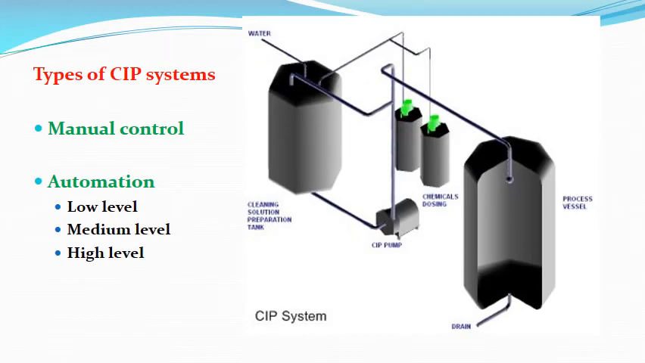Now this CIP system can be both manual and automatic. In manual control, every step we can start and stop. How much time every step will be used, like first rinsing, alkali rinsing or acid rinsing, and how much concentration, everything is manually controlled. Then there is automation, at different levels: low, medium and high. High level automation means everything will be automatic. The concentration of different detergents will be programmed and it will work automatically, and for how much time each solution will be used can also be programmed. On the right side you can see a diagram which shows different parts of the CIP system.